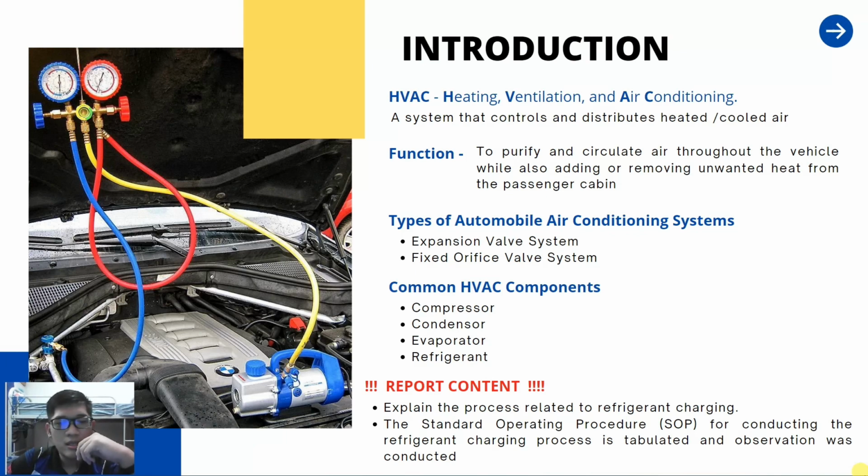Basically there are two types of automobile air conditioning systems, which are the expansion valve system and the fixed orifice valve system. Although each of the two types is unique, the concept and the design are very similar. The common HVAC components are the compressor, condenser, evaporator, and refrigerant. The refrigerant is one of the main components in the HVAC system.